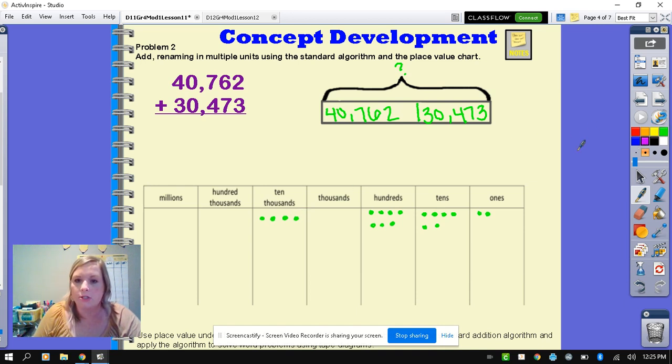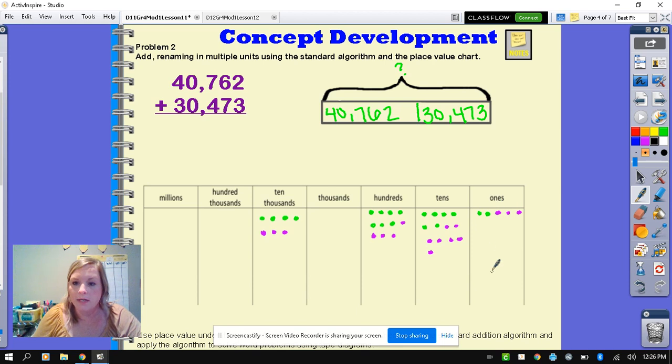I'm going to change my color again just so you can see the new number that we're adding. So I'm going to go to this number here, and I have 3 in the ones. I have 7 tens here. I have 4 hundreds. 1, 2, 3, 4. Again, nothing in the thousands. And then I have a 3 in the 10,000s. So now I can go through and I can actually add these up and find out my total.